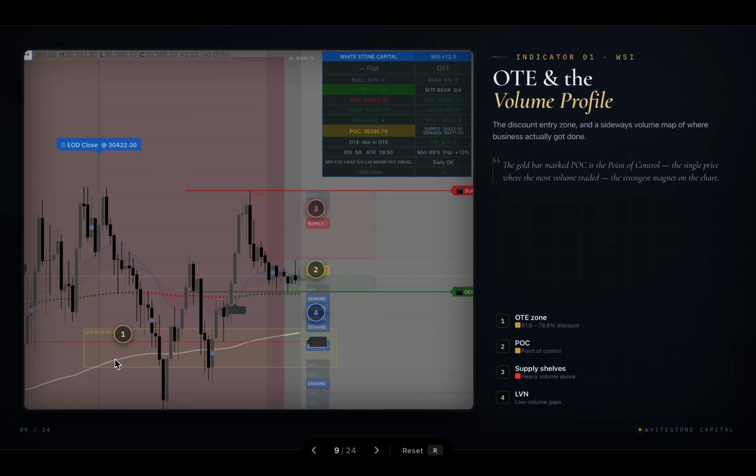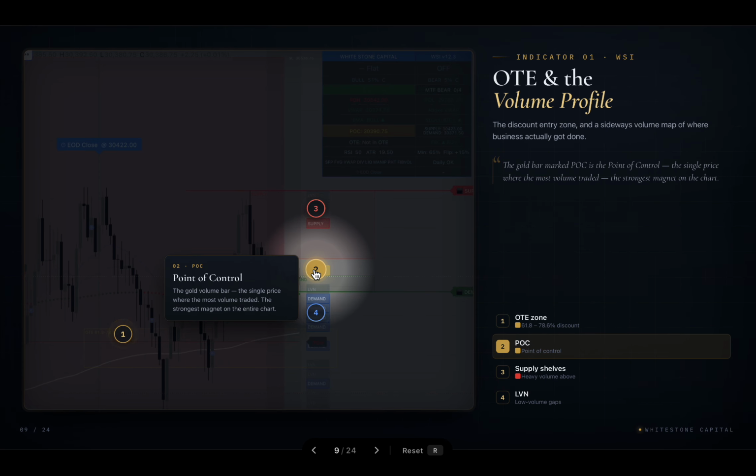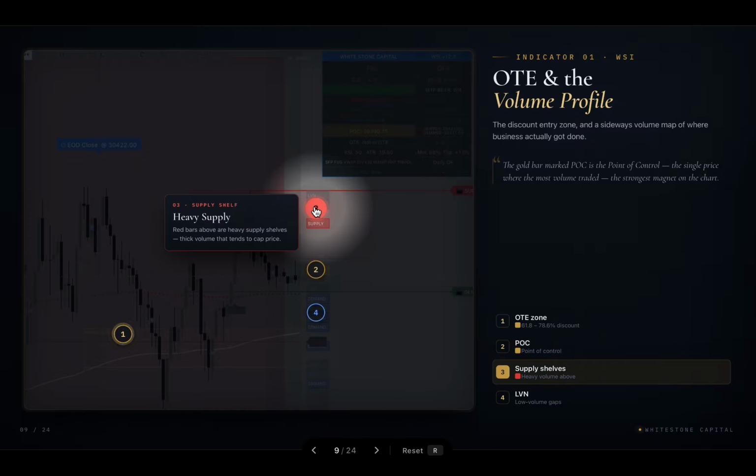So, what's this yellow zone? Well, this golden box is the OTE, optimal trade entry, the sweet spot of a fib retracement between 61.8 and 78.6. When price pulls back into it with the trend, that's the textbook discount area entry. Over on the right edge, these are stacked volume zones right here. The gold POC bar is the point of control, where the most volume is traded. The strongest magnet on the chart. The red bars are the heavy supply zones. Blue below are heavy demand.